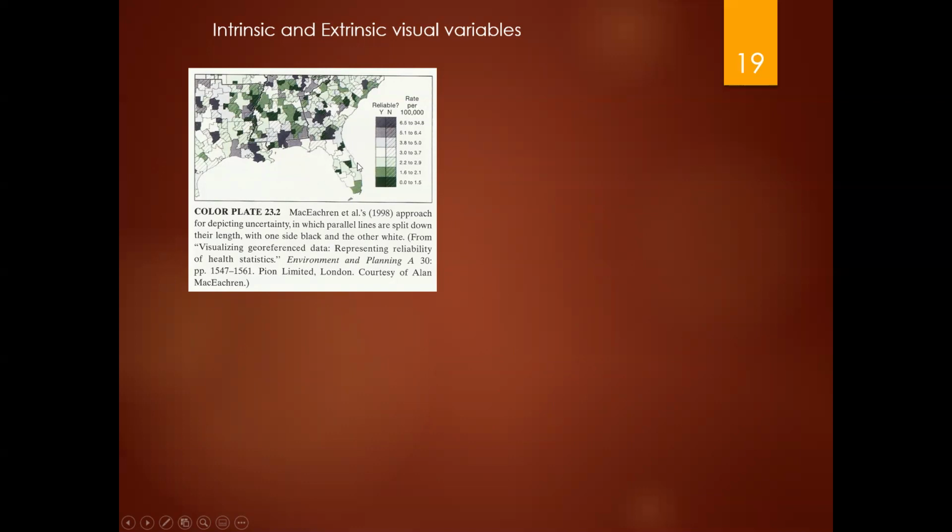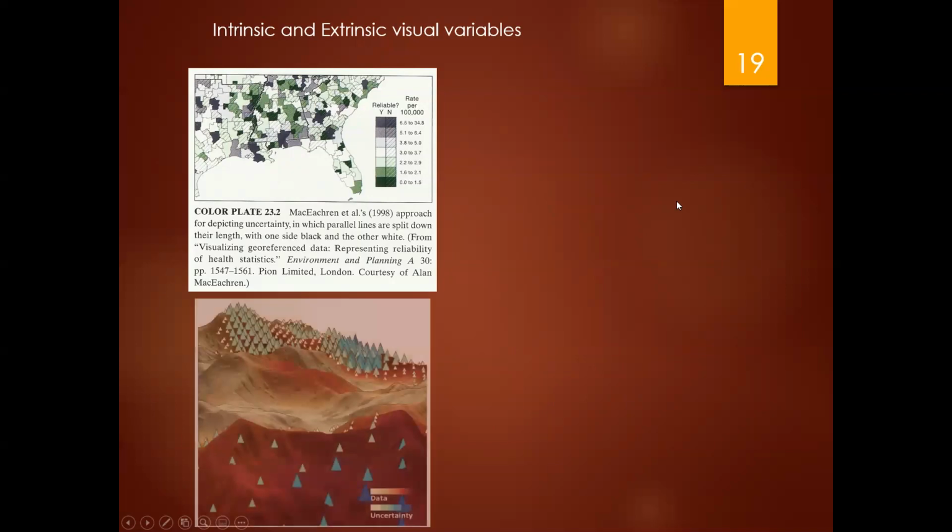But for other areas, for example, this peninsula of Florida, a lot of counties are not shaded by parallel lines, which means data there is reliable. So no independent or new geometric variables or symbols are introduced here. So it's an intrinsic variable. These parallel lines are intrinsic variables. Here is a good example of what? Extrinsic variables to address uncertainty.